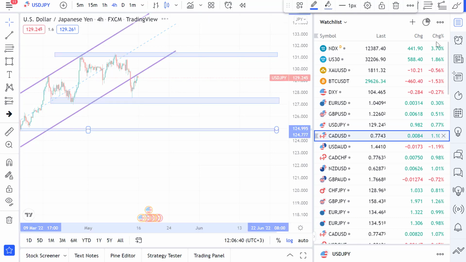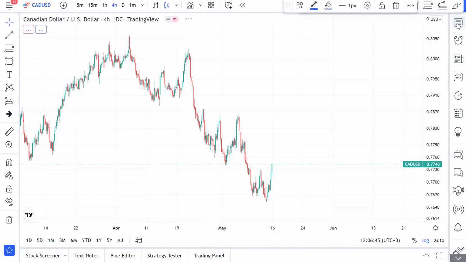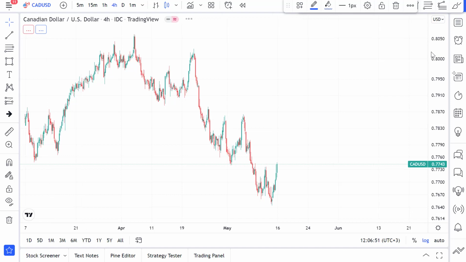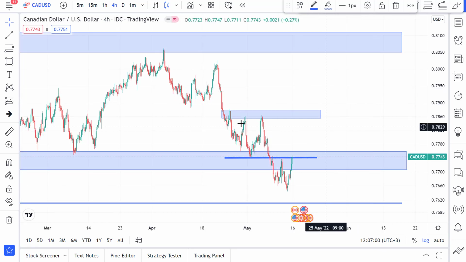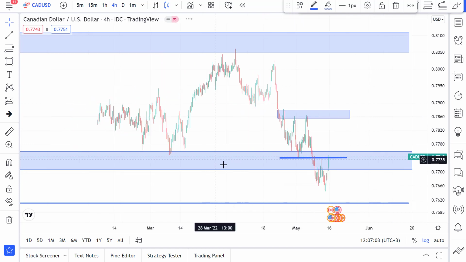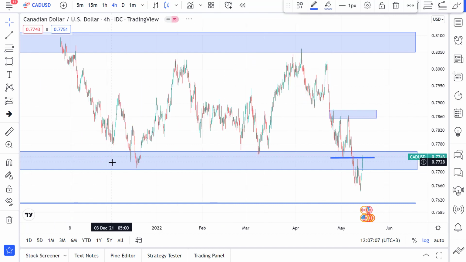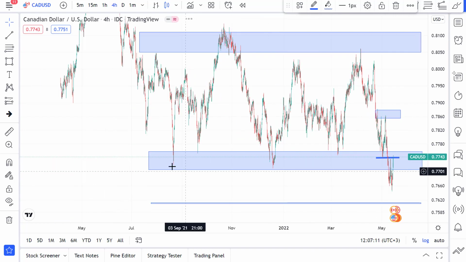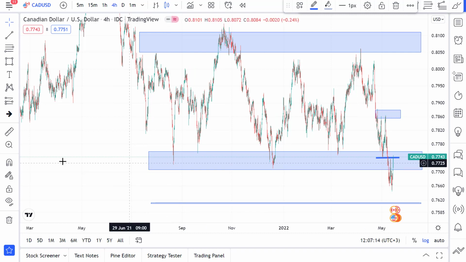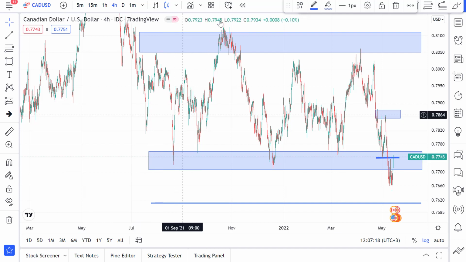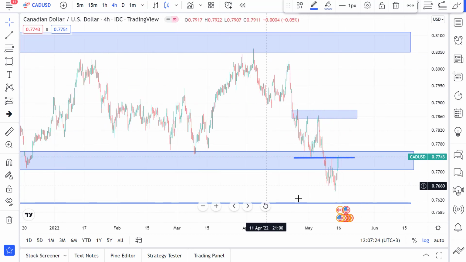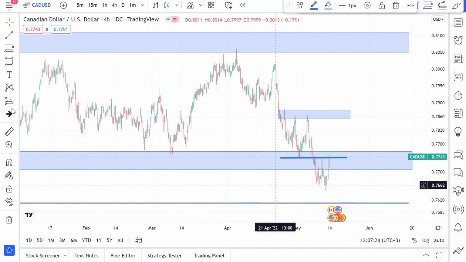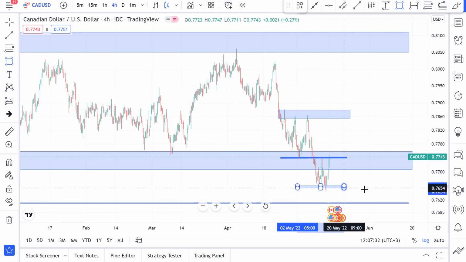For CAD, USD CAD, I told you that we are in a part. I'm waiting for my chart. We had a breakout of this important zone, which was very important from the past up to now. It means, for example, from 2021 up to now, the USD CAD was moving between these two areas. And now it was supported here, and it has made another support for us, this area.